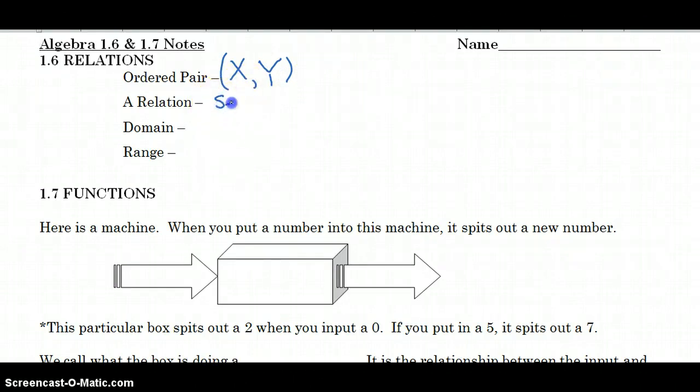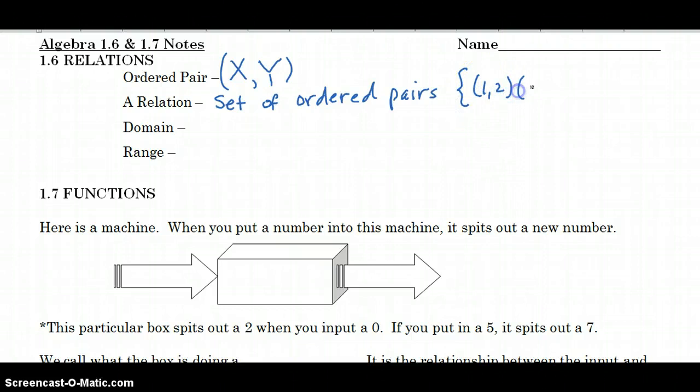A relation is a set of ordered pairs. So if something is a set, we put those in squiggly brackets, a set of ordered pairs. So let's say (1, 2), (3, 4), (7, 9), just to make it not so obvious. Just a set of ordered pairs.